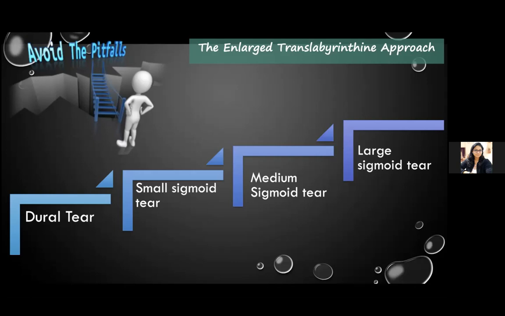If it is a very small sigmoid tear which can be held using bipolar cautery, then use a large tipped bipolar cautery, keep the setting to the lowest possible, and then you can hold the two lips of the sigmoid tear and cauterize it. Now, if it is a medium sigmoid tear, then we will have to use a surgical and over it we'll have to give pressure using a cottonoid. Now, if it is a very large sigmoid tear, then you might have to suture it.